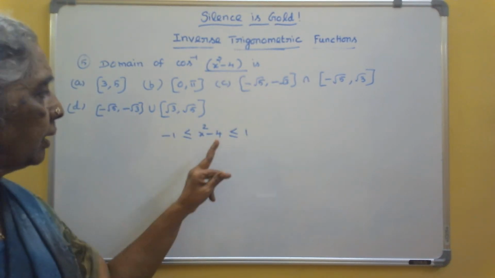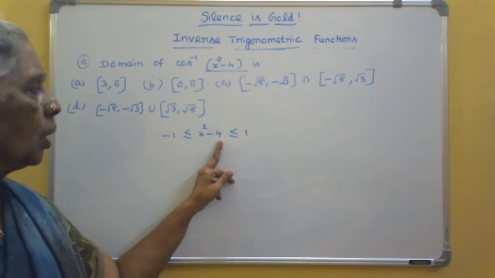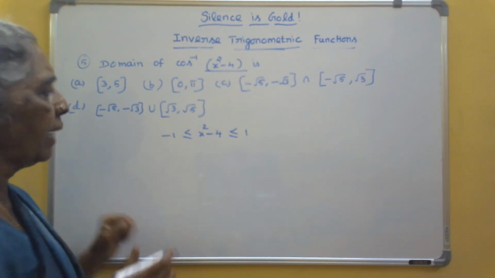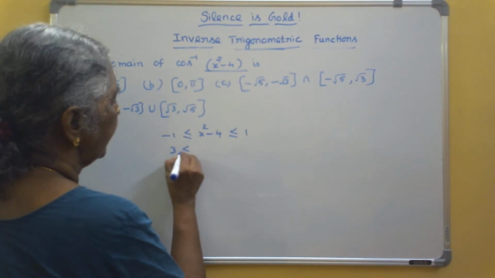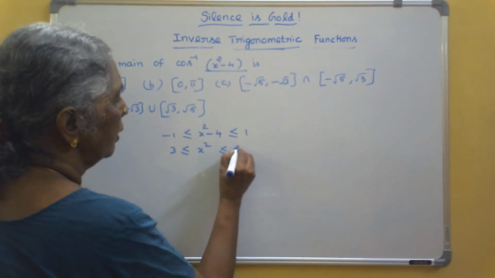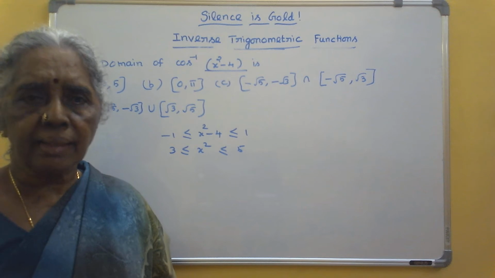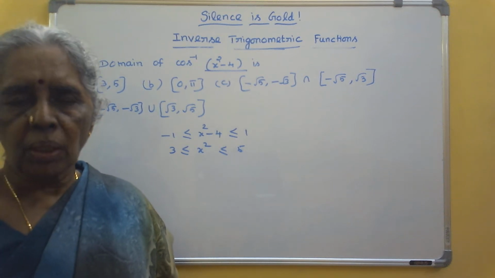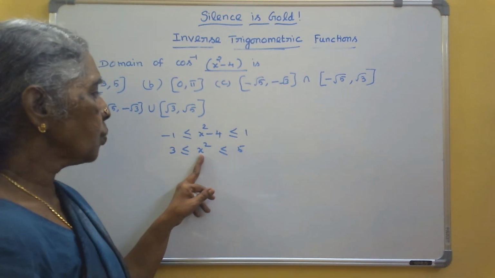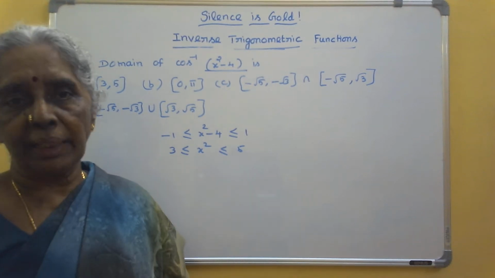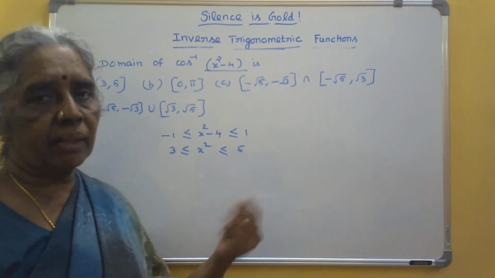First write. Now here there is a minus 4, so let us add 4 everywhere. So here I will get 3, here I will get x squared, here I will get 5, right? Now I need x, so I am taking the square root. So when x squared is between 3 and 5, here it may be plus or minus root 3, here it may be plus or minus root 5.